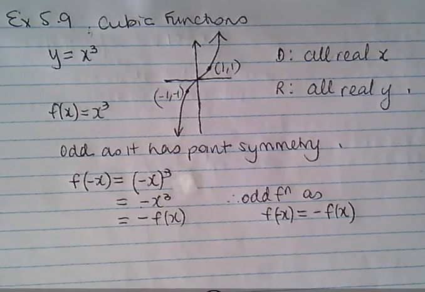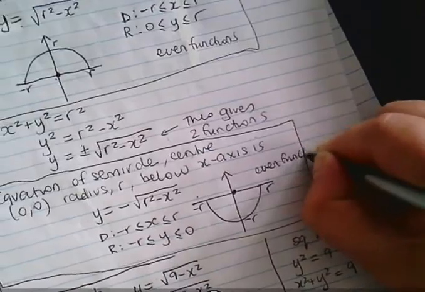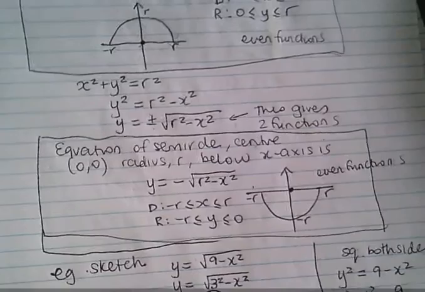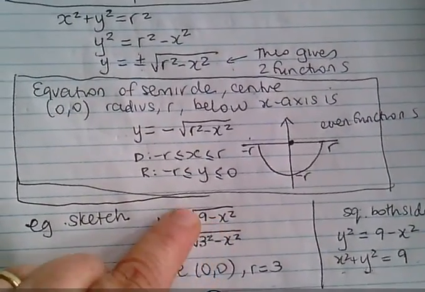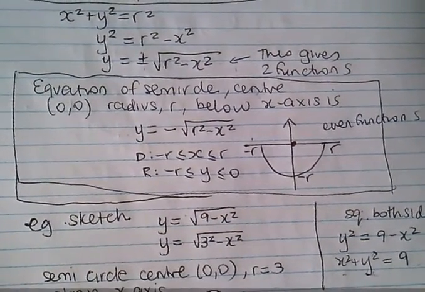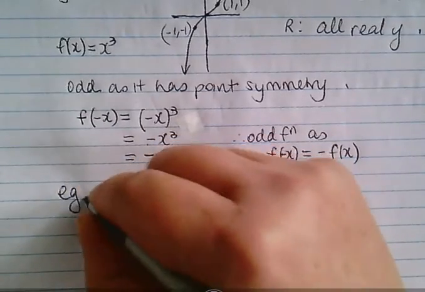And semicircles, we'll just have a quick look, if you do go back, they're even functions, semicircles. Do you see? Semicircles are even functions. And you would find that f of x equals f of negative x for those. Because if you substitute it into something like y equals 9 minus x squared, the x squared would be negative x squared. You end up with the same thing. Okay? All right.